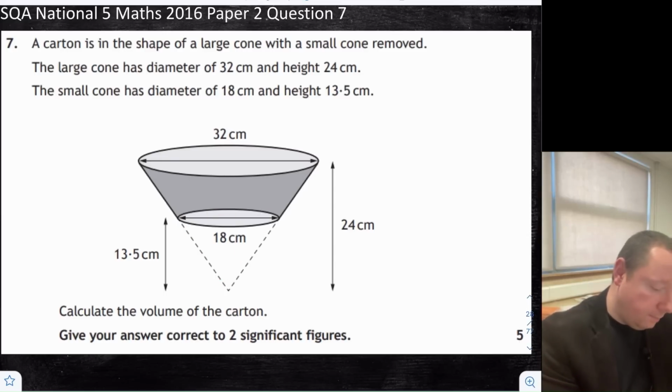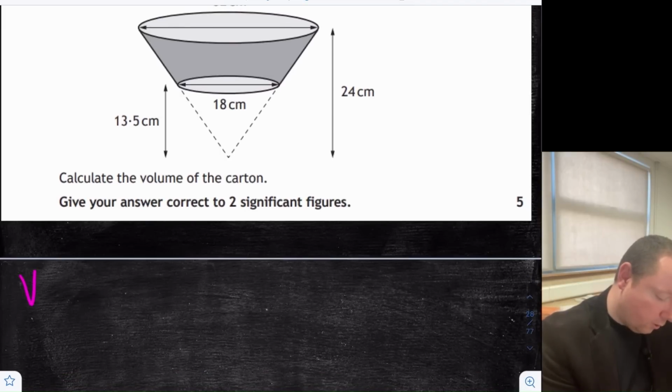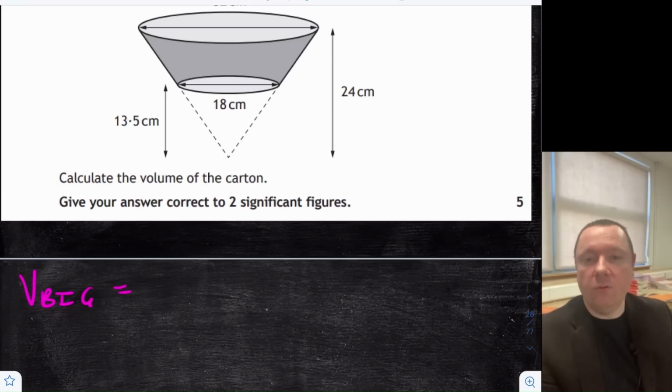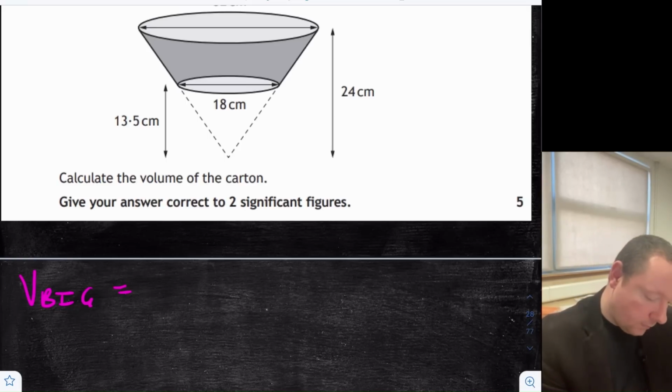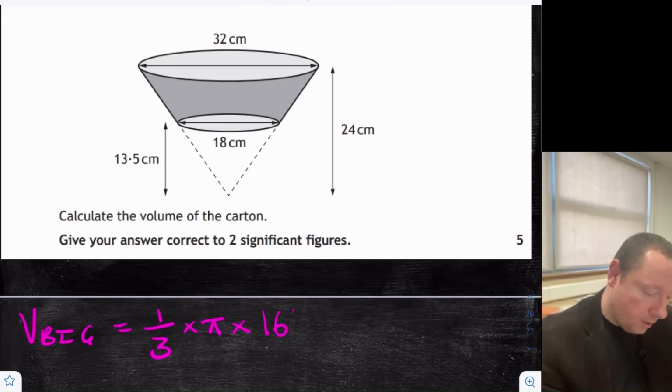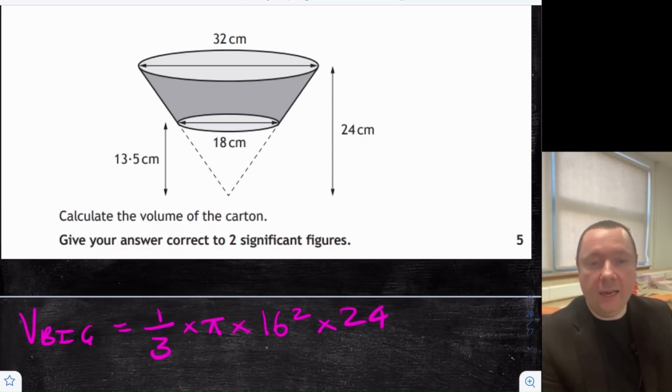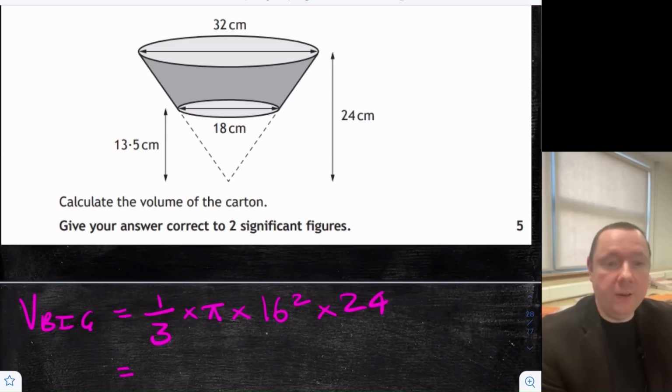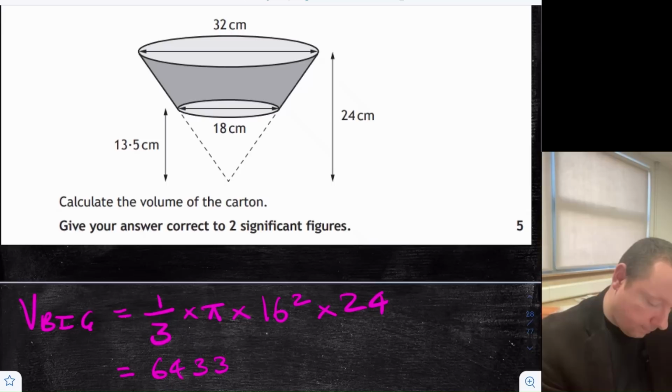So let's just do that, right? The volume of our big cone is, remember, volume of a cone is 1/3 pi r squared times h, given at the start of the exam paper. 1/3 times pi times, now the radius is going to be 16 because it's half the diameter, and the height is 24. So we get a mark for doing that and getting an answer. The answer to that would be 6433.98 with a bunch of other numbers, centimetres cubed.